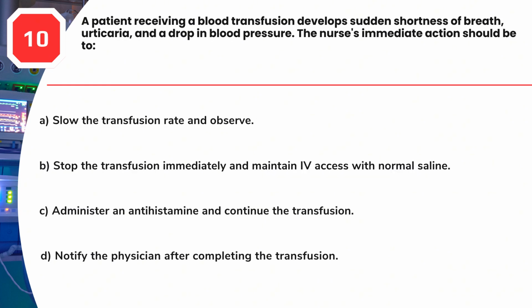Question 10. A patient receiving a blood transfusion develops sudden shortness of breath, urticaria, and a drop in blood pressure. The nurse's immediate action should be to A. Slow the transfusion rate and observe. B. Stop the transfusion immediately and maintain IV access with normal saline. C. Administer an antihistamine and continue the transfusion. D. Notify the physician after completing the transfusion.